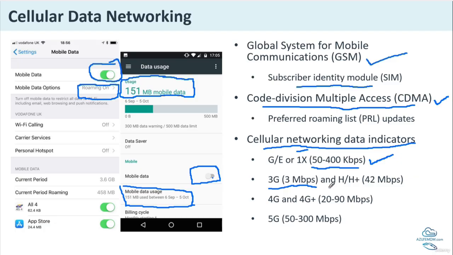Okay, and this was launched in early 2005 to 2010, which went up to 42 Mbps. The speed was steady and good and better than the 1X. After that, 4G and 4G Plus were launched, which gave a speed of 20 to 90 Mbps, which was a good amount of speed for browsing data.